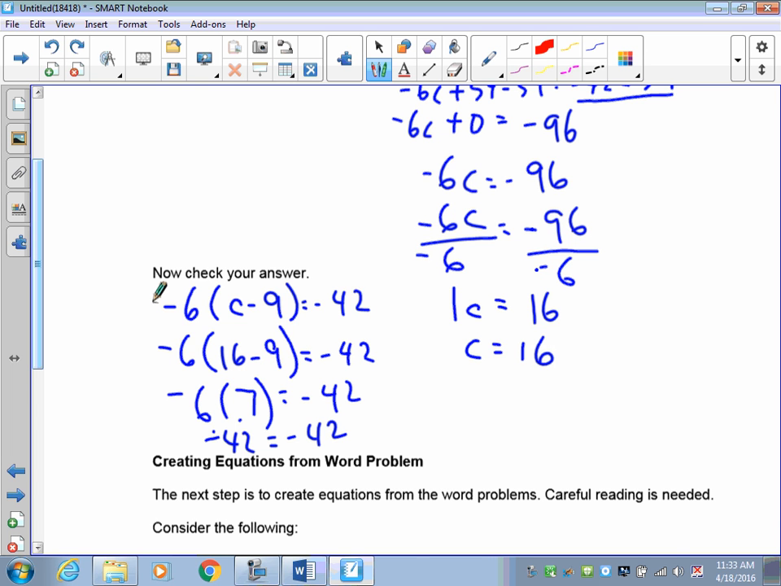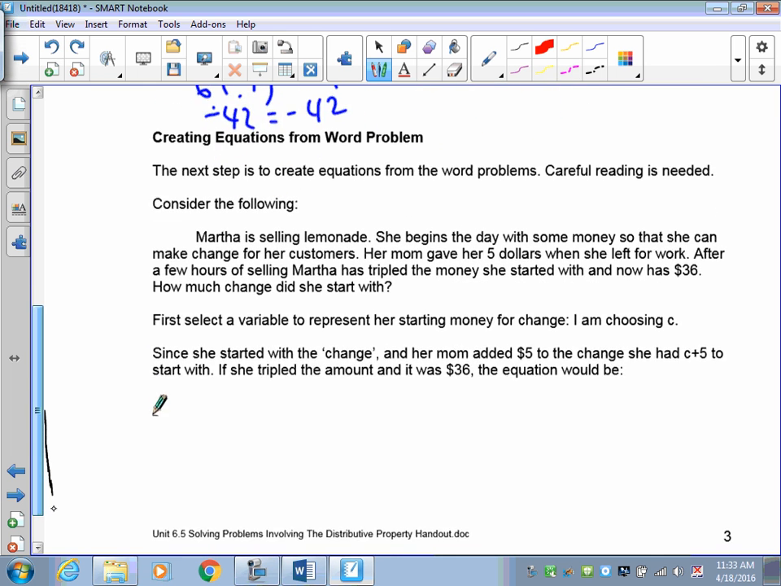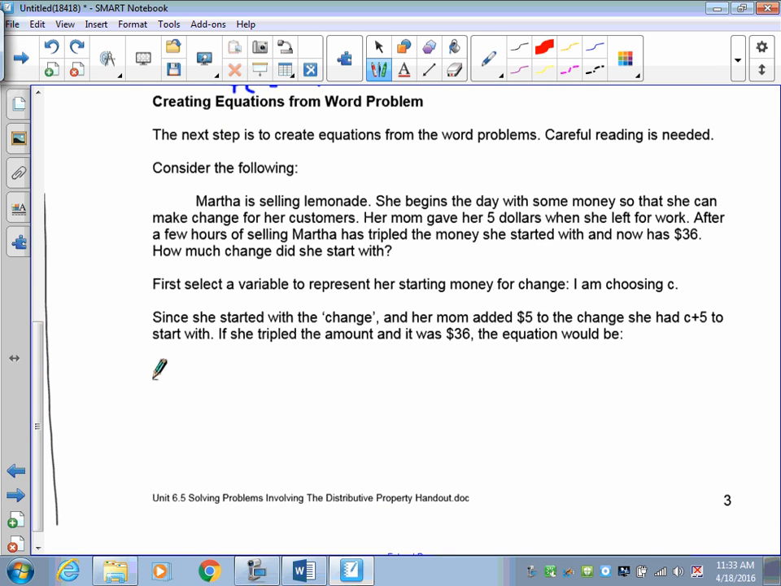Okay. The next step is probably one of the most difficult things we have to do. You have to come up with the equation. And if you get the equation wrong, unfortunately, everything after that is wrong. So you've got to think about it very carefully when you read it. Martha is selling lemonade. She began the day with some money so that she can make change for her customers. Her mom gave her $5 when she left for work. Now this is after she'd already had her change put together. After a few hours of selling, Martha has tripled the money she started with and now has $36. How much change did she start with?